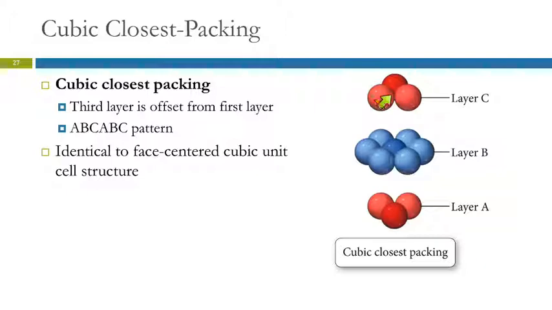If we take the third layer and offset that from the first layer, so the third layer is offset from the first layer and the second layer, we now have what's called a cubic closest pack. So ABC pattern. And this is identical to the face-centered cubic unit cell.